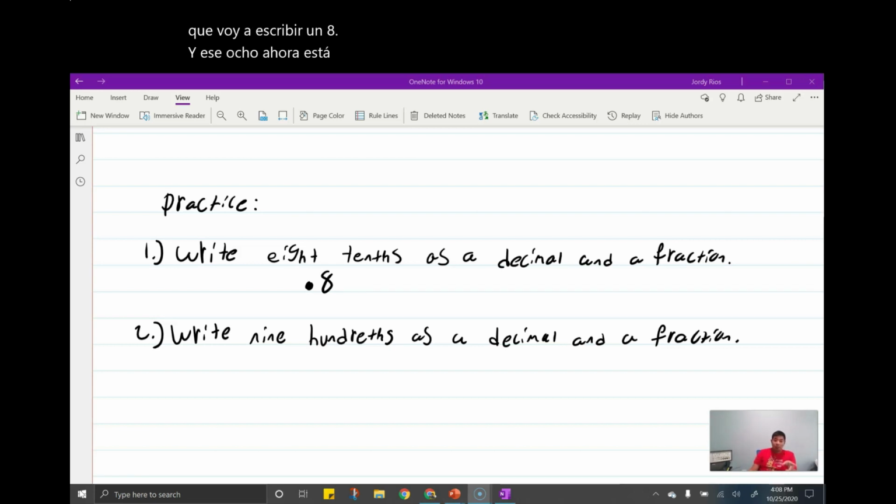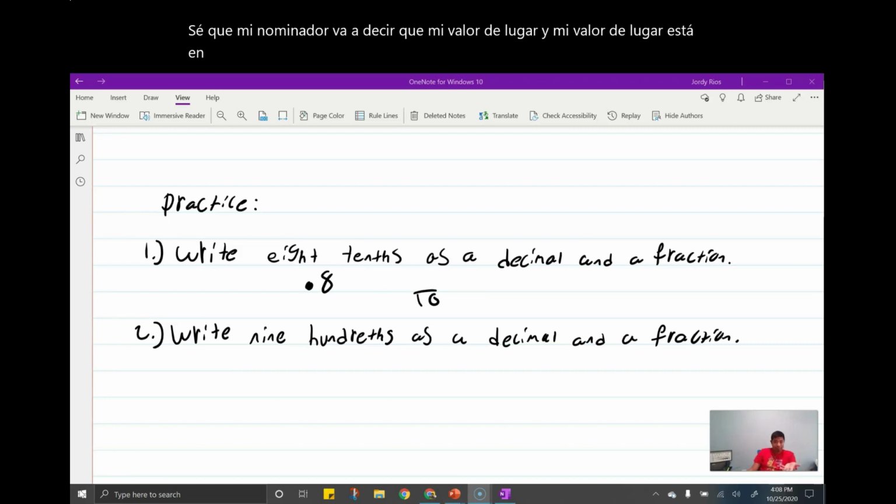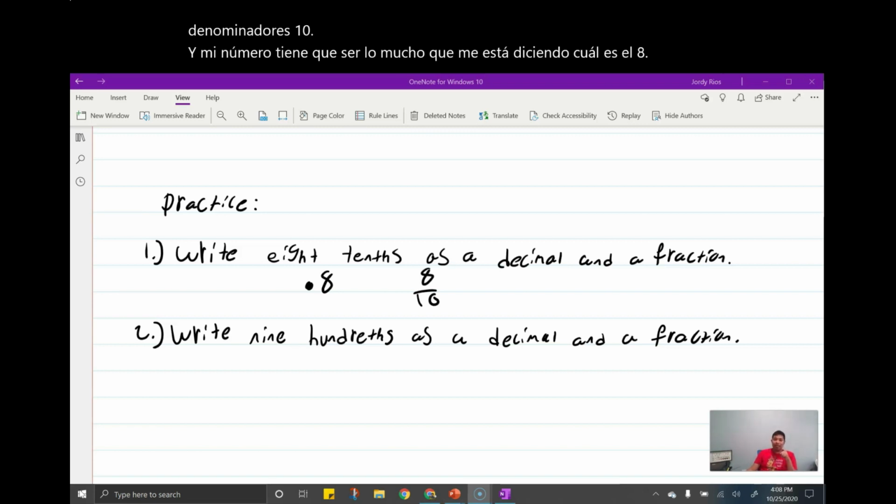Good. Now we need to write 8/10 as a fraction. Well, I know my denominator is going to say my place value. And my place value is in the tenths place, which sounds like 10. So therefore, I'm going to write my denominator as 10. And my numerator needs to be how much it's telling me, which is 8. So I write it like this, 8/10.